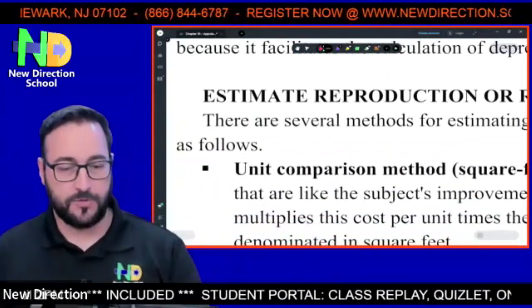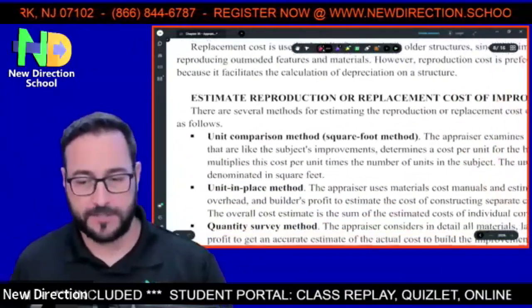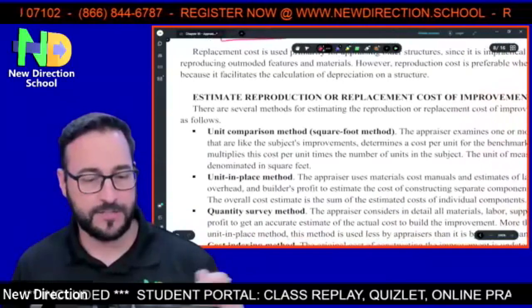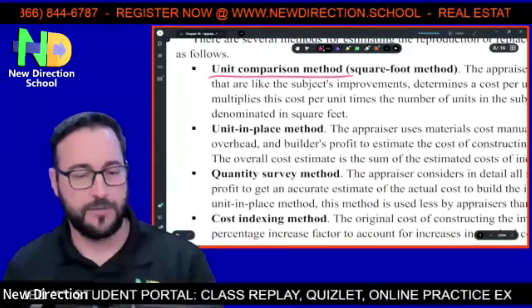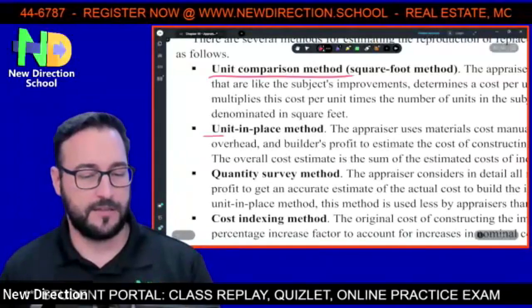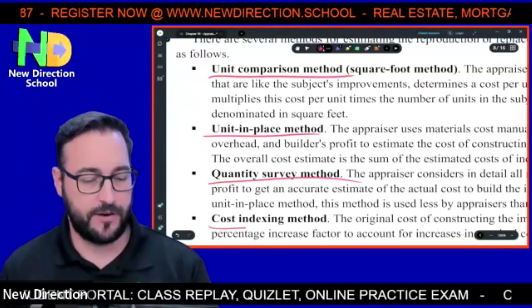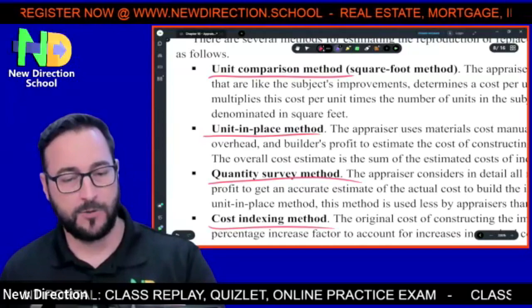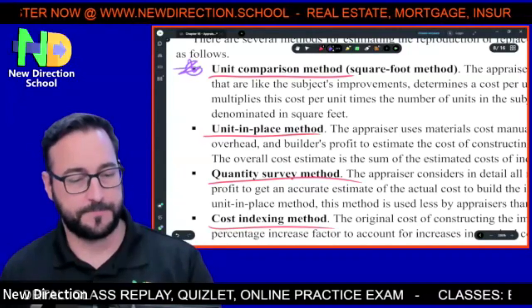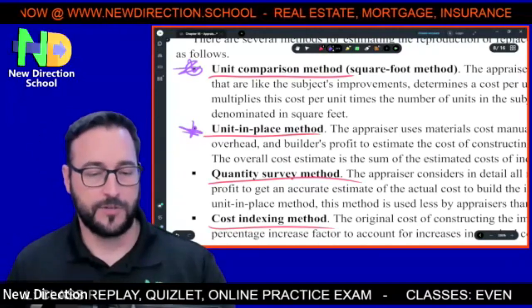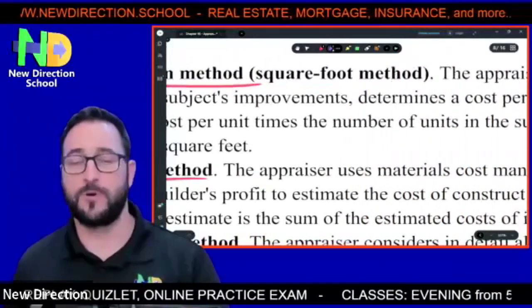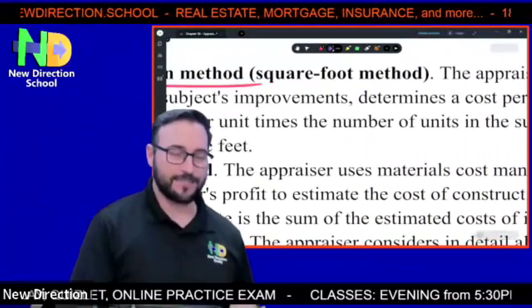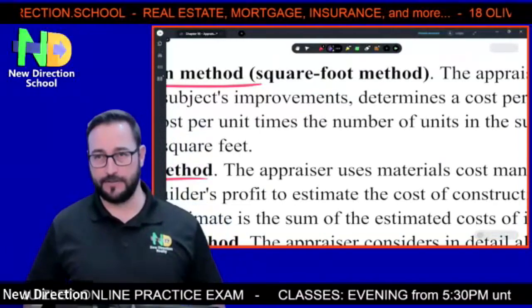To estimate reproduction or replacement costs, there are several methods. Real quick, I'm not going to go through all of them. There's a unit comparison method, there's a unit in place method, quantity survey, or cost index. The most common used are these two: the unit comparison and the unit in place method. The unit comparison is the square foot method. That's what most builders use nowadays.